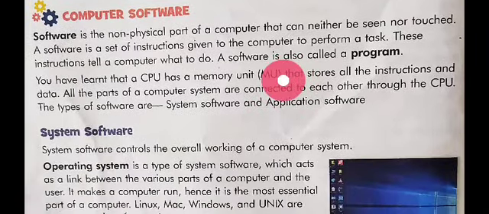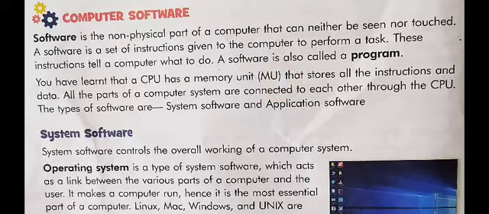Next is computer software. Computer software is the non-physical part of a computer that can neither be seen nor touched. A set of instructions given to the computer to perform a particular task is known as software. So software is also called a program.